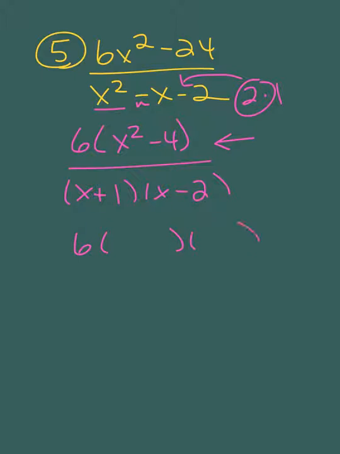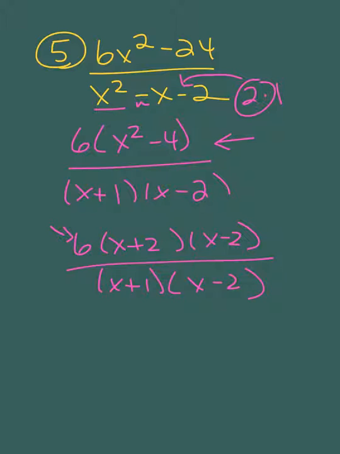So that gives me x plus 2 times x minus 2. I have to remember to bring that 6 along as well. I'm going to rewrite my denominator, x plus 1 times x minus 2. And now that I have everything pulled apart, I want to see what I can simplify. I notice I have x minus 2 is exactly the same, so I can simplify those. And that's all I can do. So my final answer is 6 times the quantity of x plus 2 all over x plus 1.